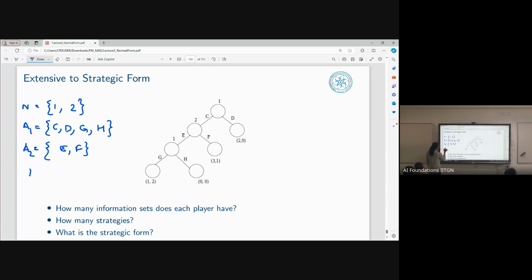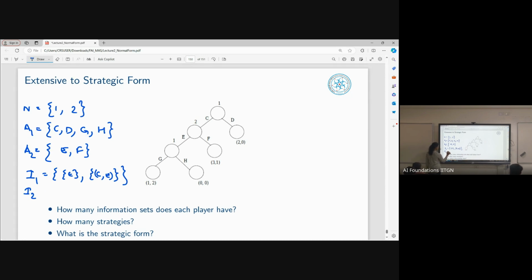What is the information set for agent 1? From this side, I want more answers, please. Epsilon, and then you have, that is actually denoted as C, comma E. And what about the information set for agent 2? Epsilon.